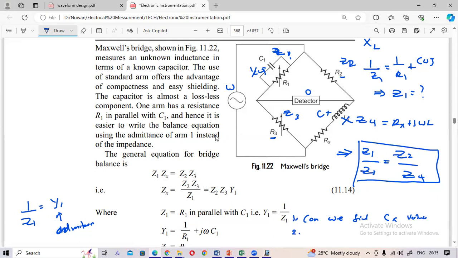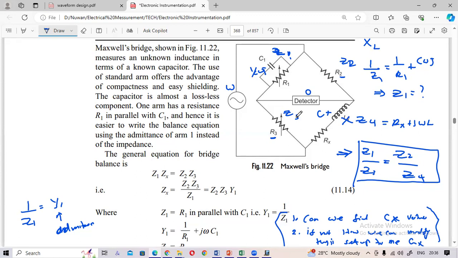If not, that means if we can't estimate Cx, how can we modify this setup to measure the unknown capacitance Cx? So those are my two questions. Try to do it at home. The same kind of question will come in your exam also, so you should be able to solve this kind of problem.